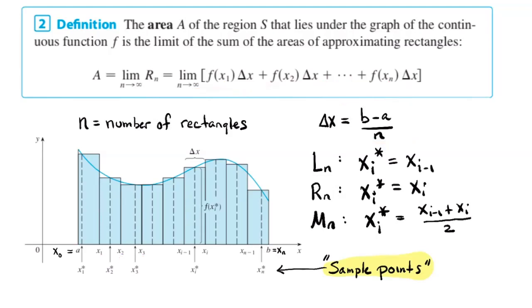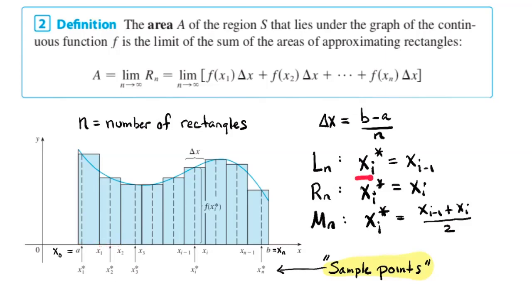And then for these various sample points, we had given some names above. Ln, the left-hand approximation that we were writing above. The sample points in the book, the author denotes them by xi star. The i indicates that it comes from the ith subinterval. So the first sample point, x1 star, has to come from the first subinterval, and the second sample point, x2 star, has to come from the second subinterval, and so on.